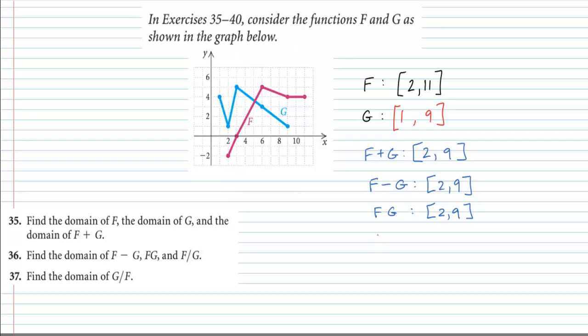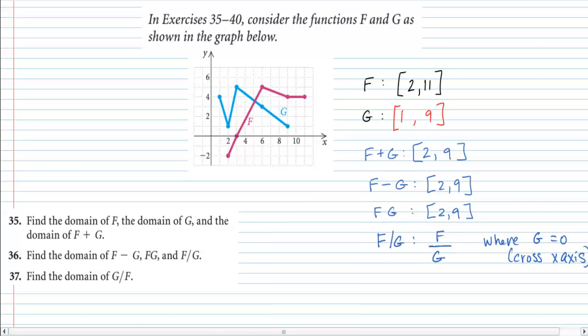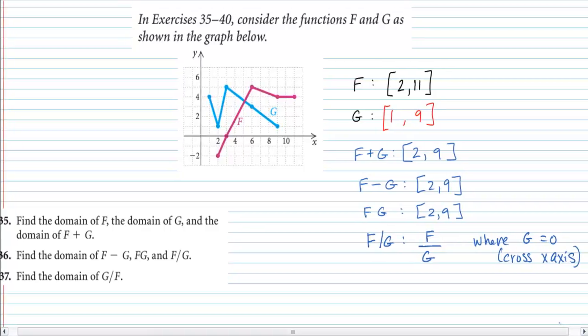Now what makes f divided by g different is the fact that we want to know, when we put f on top of g, where is g equal to 0? Does it cross the x-axis? And the blue line does not. Therefore, your domain is still going to be between 2 and 9.